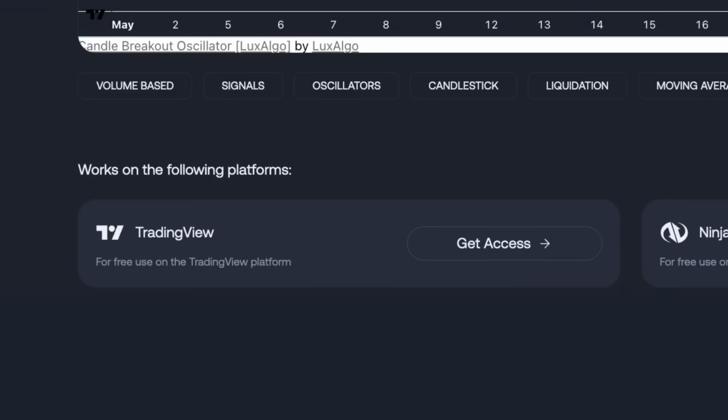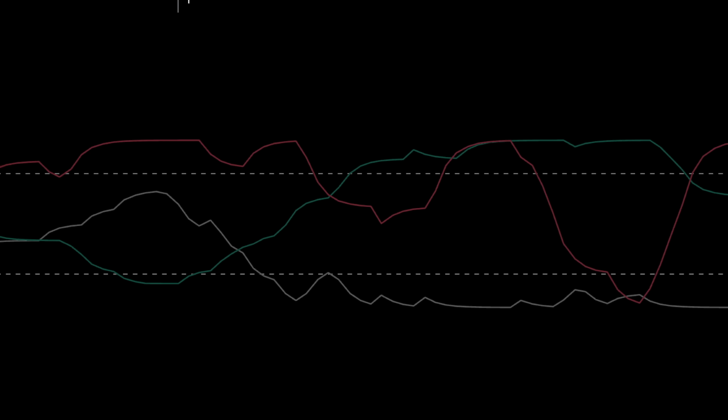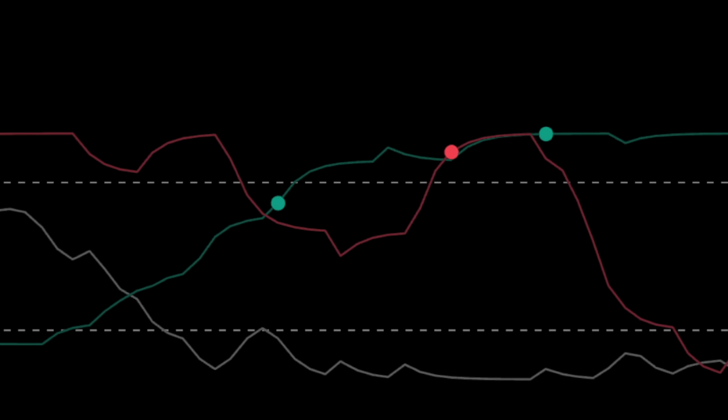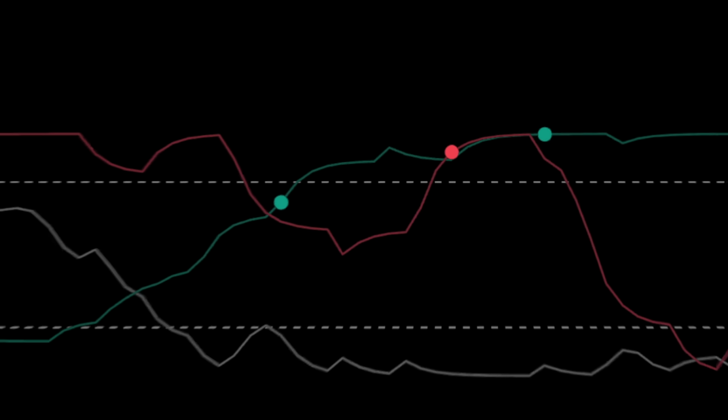When you load the Candle Breakout Oscillator, you'll notice three distinct curves at the bottom of your chart: a green line for bullish momentum, a red line for bearish momentum, and a silver line representing sideways movement. When green rises above red, it signals that buyers are driving the tape. When red overtakes green, sellers are in control. You'll also spot small dots at the crossover points. These mark the exact moments when momentum flips from one side to the other.